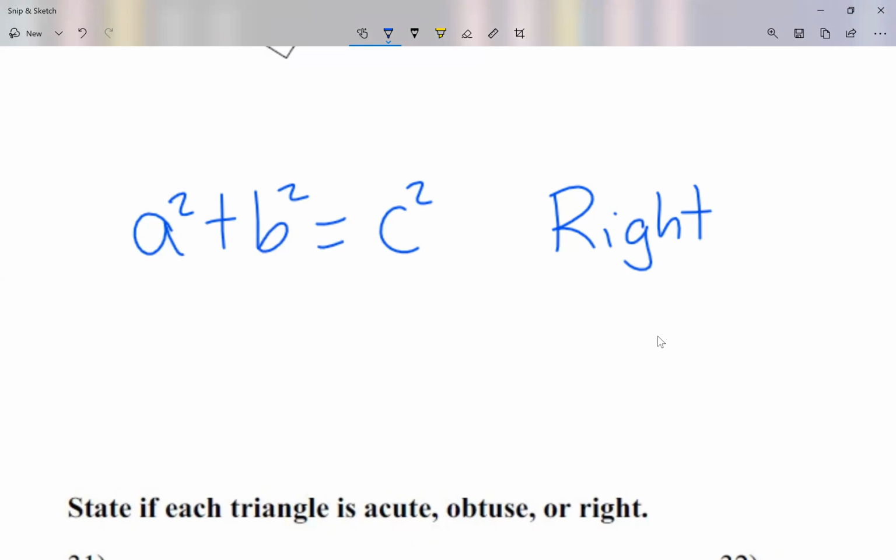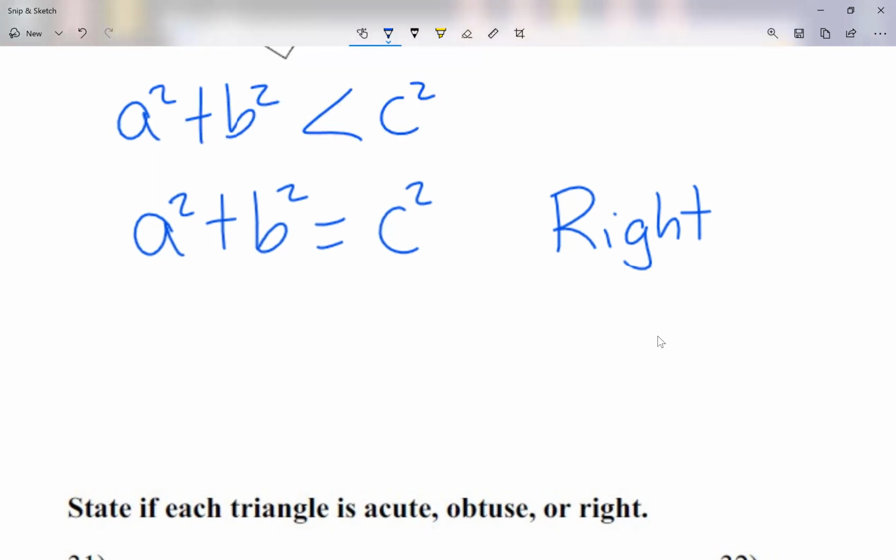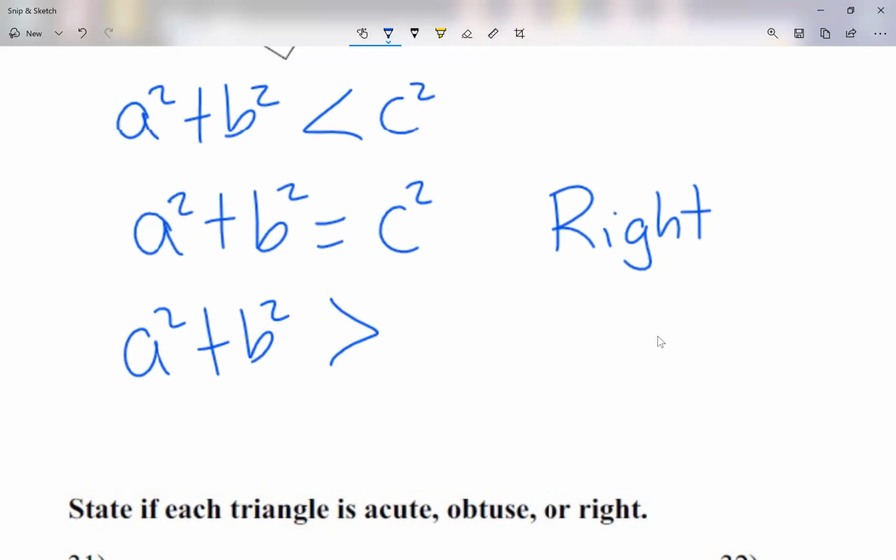Now we're going to use this idea. We're going to use the values a, b, and c squared to find out if it's acute or obtuse. The other two choices that we can have is that a squared plus b squared is less than c squared, or we could have that a squared plus b squared is bigger than c squared. Right? Those are the other two choices. And those two choices are going to tell us whether the triangle is acute or obtuse.